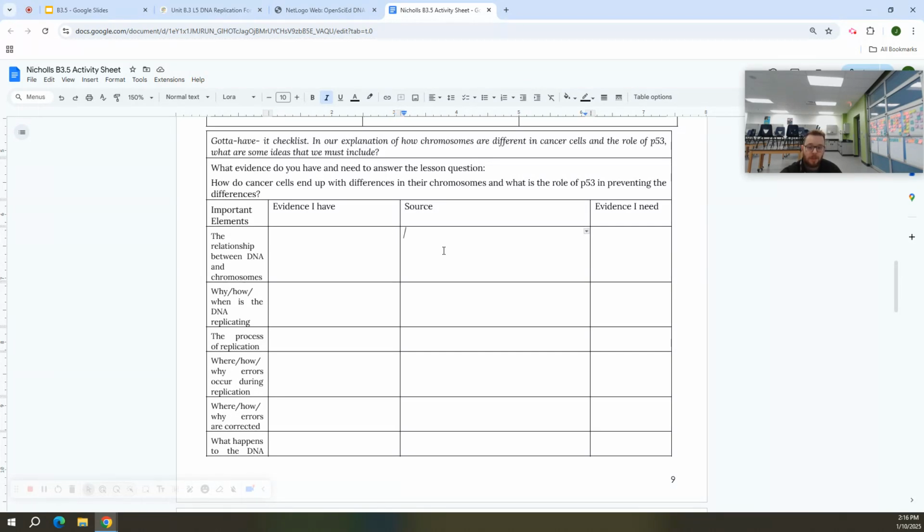So if this is the lesson 2 activity sheet, if this is your video, if this is this reading, this model, what is it? And if I don't have evidence or I don't have a complete amount of evidence, then I write down, well, I still need to know this about it though. So I know the relationship between DNA and chromosomes. I know that DNA is what chromosomes are made of. And my source is whatever my source is. My evidence I still need: I don't know how differences arise in DNA. So I need to find that.